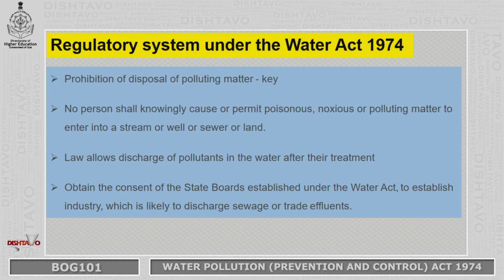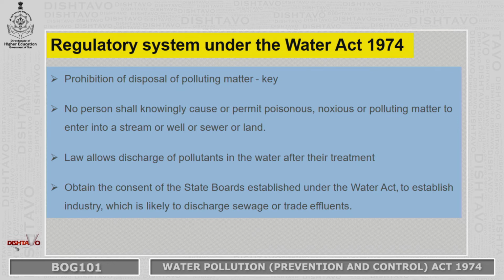So the regulatory system under the Water Act of 1974, the key is prohibition of disposal of polluting matter, because it is disposal of polluting matter into water bodies that causes most of the harm. So it says no person shall knowingly cause or permit poisonous or noxious or polluting matter to enter into the streams or the wells or the sewer line or the land.